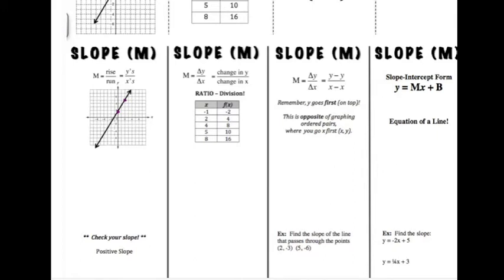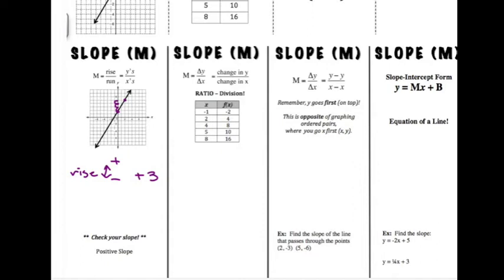When I think about the rise and the run, first I want to think about how many spaces up or down do I have to go to get from my first coordinate to my second coordinate. So first I'm going to talk about the rise, and the rise can be up or down. If it's up, it is positive. If it's down, it's negative, right? So in this case, I'm going to go up first. I'm going to go 1, 2, 3 spaces up. So my rise is going to be a positive 3.